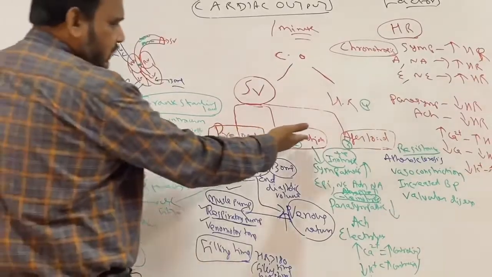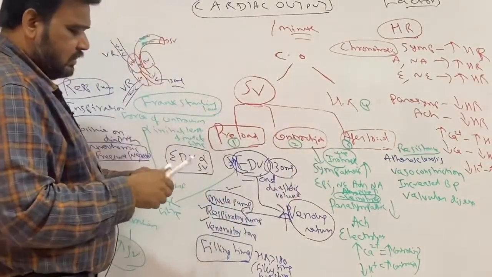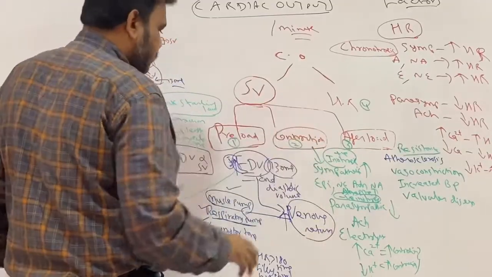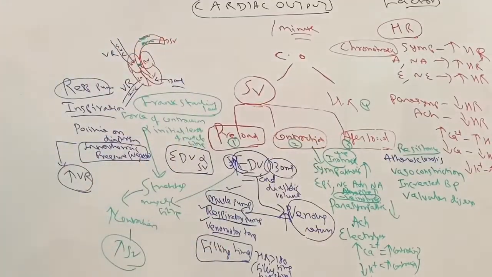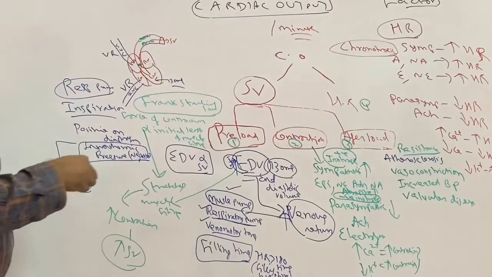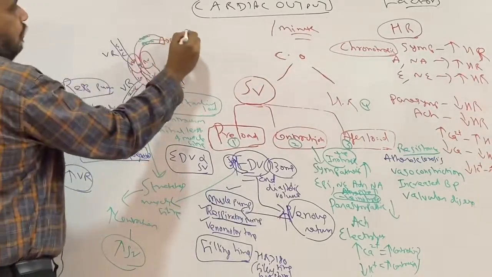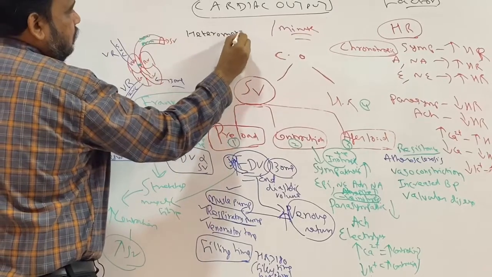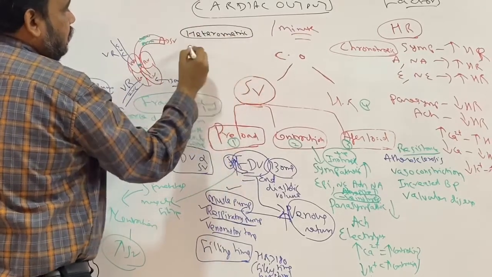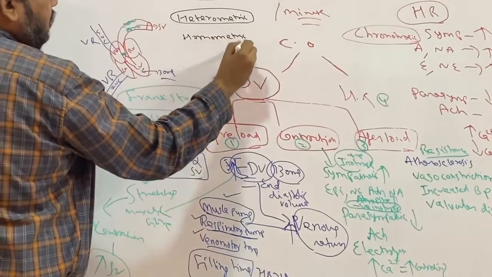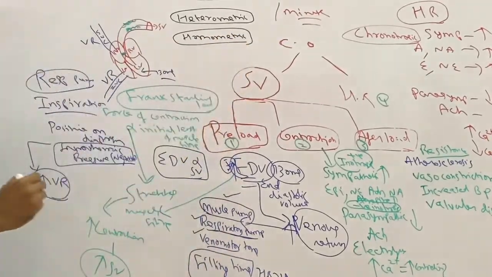Here, in contraction, many drugs are there: digoxin, dobutamine. So all those drugs cause contraction. Now, a very important term which I thought I can mention is heterometric and homometric regulation. Many might not be able to understand this easily.